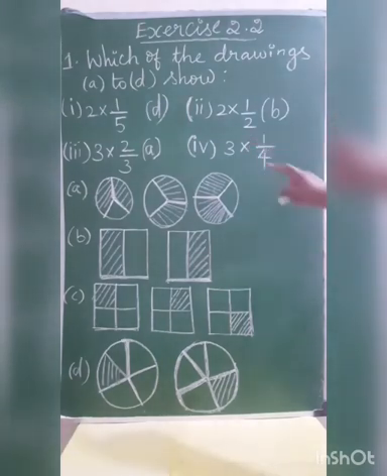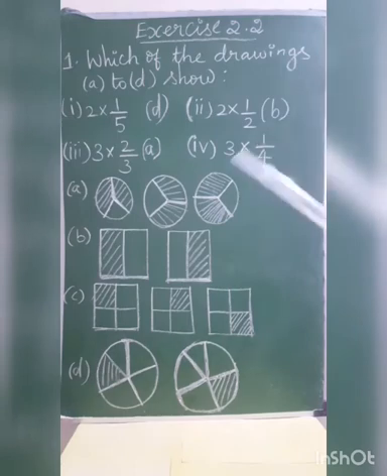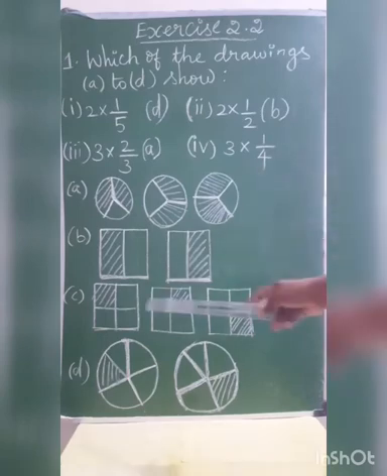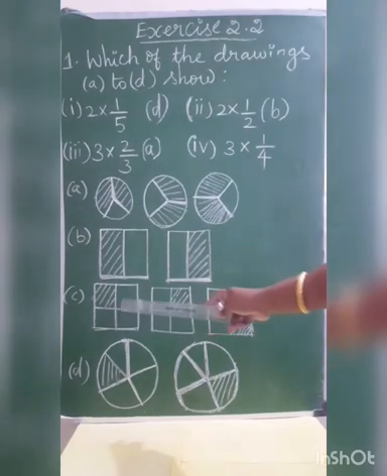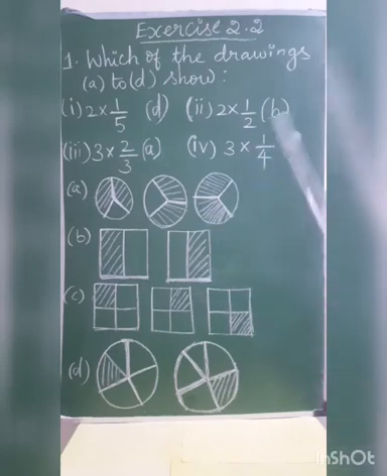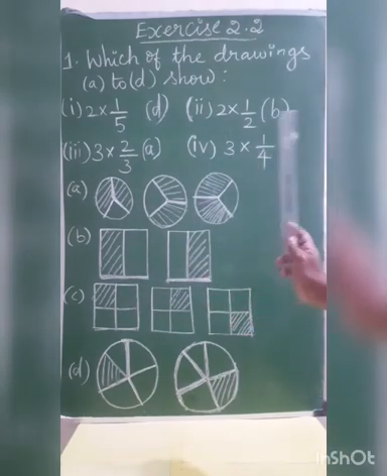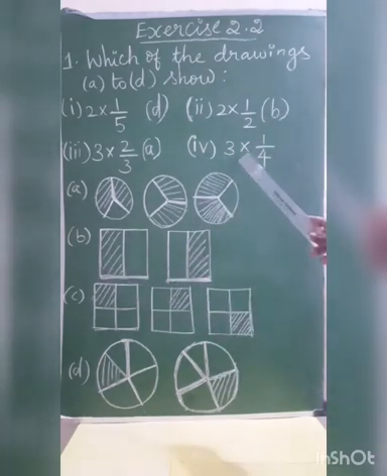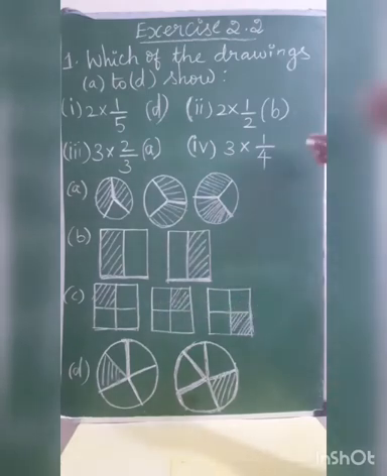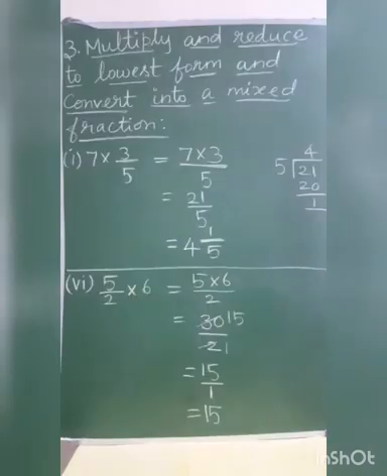Fourth one, 3 into 1 by 4. That means 3 times of 1 by 4. So the total number of parts is 4, and one part is shaded. Total number of parts is 1, 2, 3, 4. One part is shaded. How many times? 3 times in the picture. So the fourth one, the answer is C. Do you understand, children?